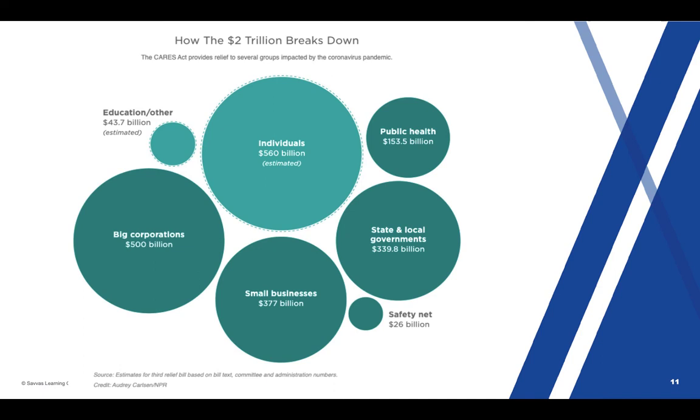The rest of the money, education, public health, and safety net buckets, are for hospitals, veterans, telehealth care, medicine, and other supplies like food stamps and food banks, student loan relief, and more.